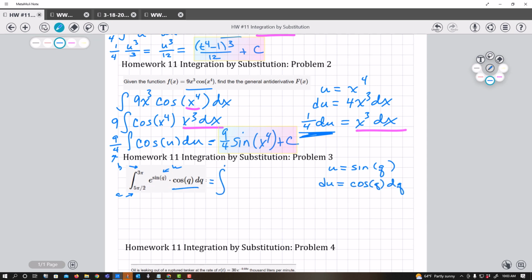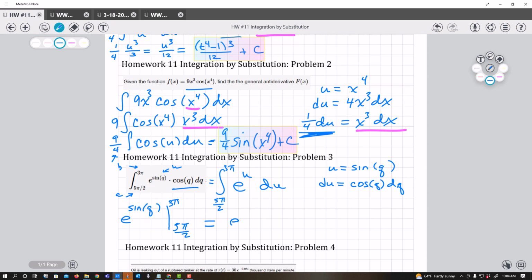So I can rewrite this, from 3 pi to 5 pi over 2, as e to the u, because that's my sine, and where you see cosine q dq, that's the du. What's the antiderivative of e to the u? I think it's just e to the u. So the antiderivative of e to the u is e to the u. And now I plug in this. Okay, so this is the antiderivative. And finally, I'm going to plug in 3 pi and 5 pi over 2.